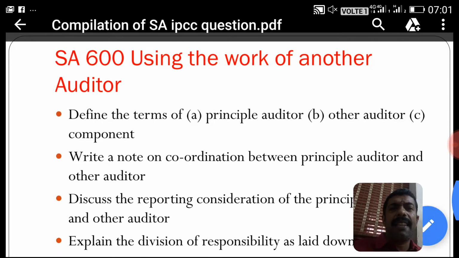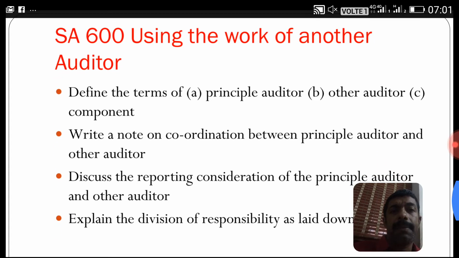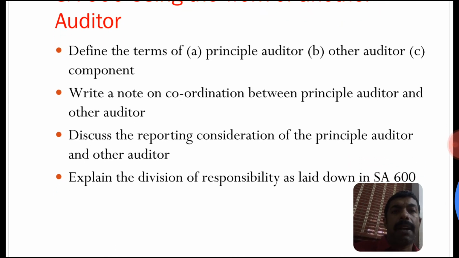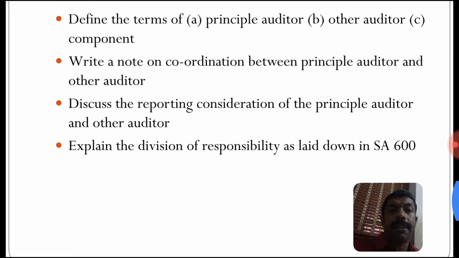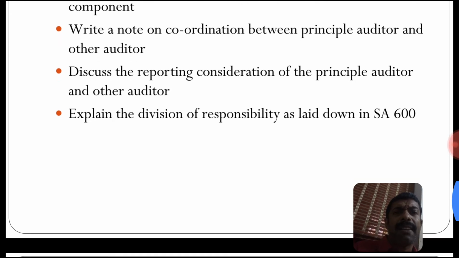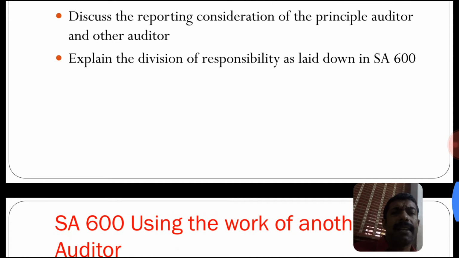Let us discuss SA 600 series, using the work of another auditor, SA 600. Define the terms principal auditor, other auditor and component auditor. Write a note on coordination between principal auditor and other auditor. Discuss the reporting consideration of principal auditor and other auditor. Explain the division of responsibility as laid down in SA 600.